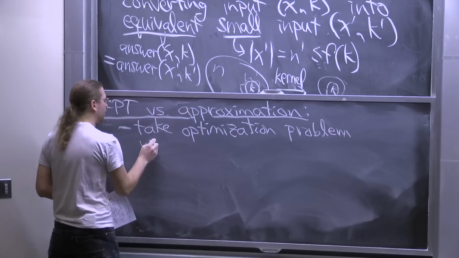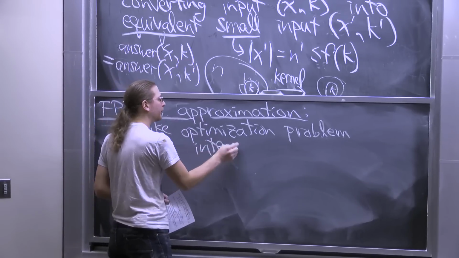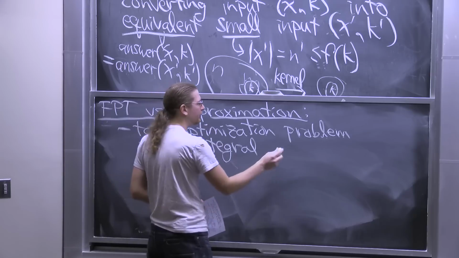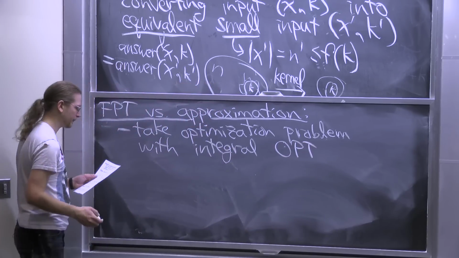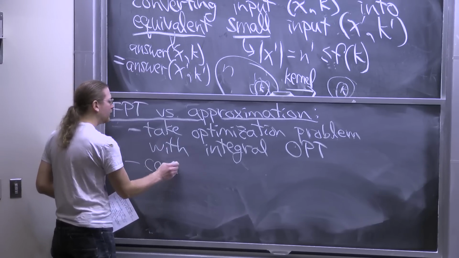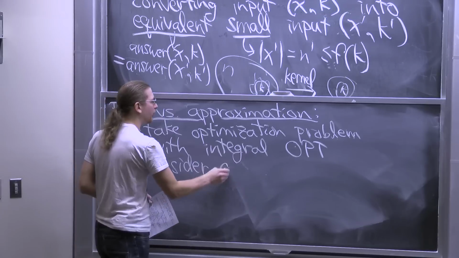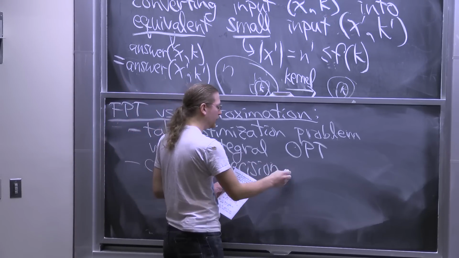And let's assume that the optimal solution value, the thing we're trying to optimize, minimize, or maximize, is an integer. Assume that opt is an integer. Okay, now let's look at the decision problem. Whenever you have an optimization problem, you can convert it into a decision problem.